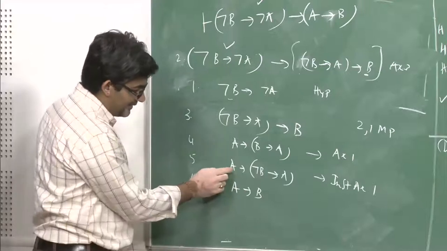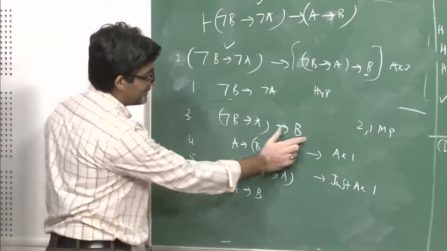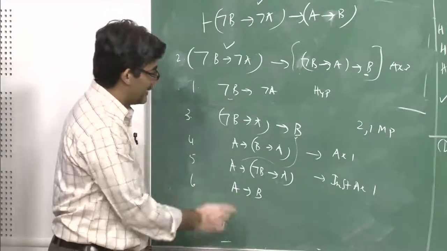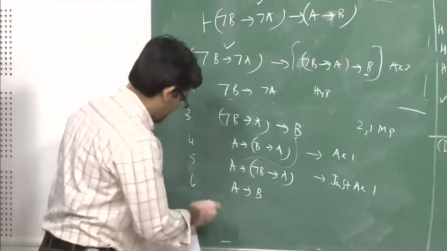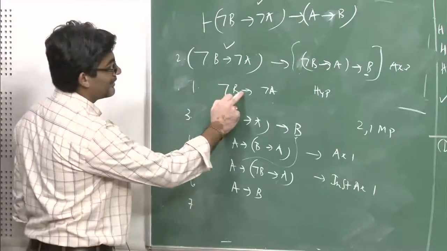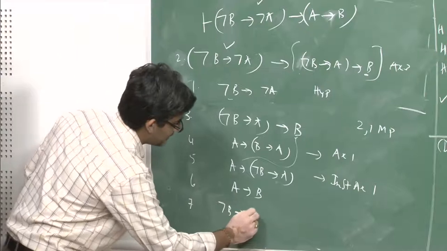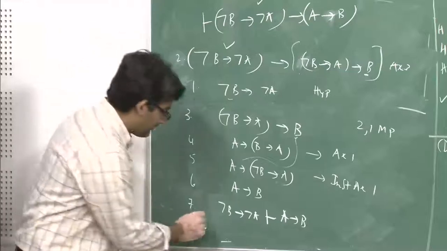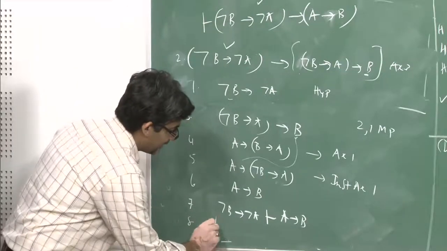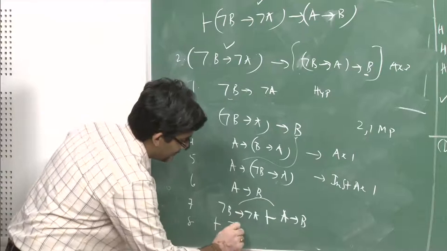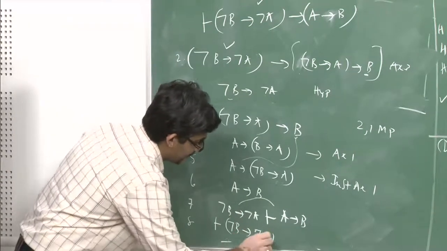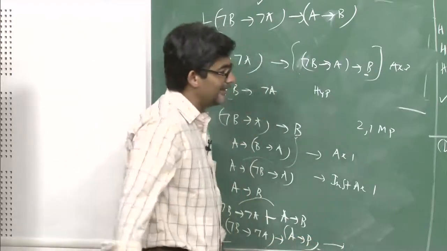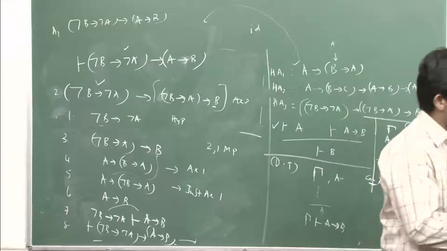So how did we get this one? X implies Y and Y implies Z, that means X implies Z, that is A implies B. So now what we have shown here is that from the assumption not B implies not A, you prove A implies B. Now you apply the deduction theorem here, then this goes to the right hand side and this will become not B implies not A implies A implies B. So this is what is considered to be the law of contraposition.